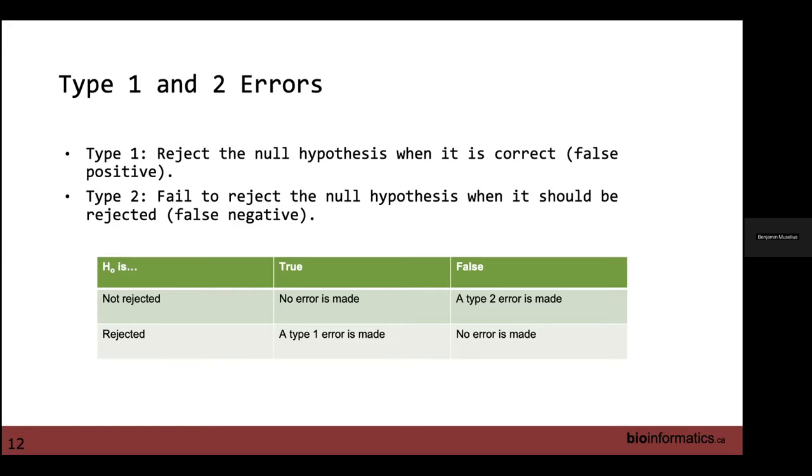Type 1 errors are when we reject the null hypothesis when it is correct. So this is a false positive, right? The populations turn out not to be separate, even though we thought we had enough information to say, hey, these two populations are separate, this is causing an effect, whatever the test might be looking at. Type 2 is simply the opposite of that. We fail to reject the null hypothesis when we should reject it, and this is a false negative.